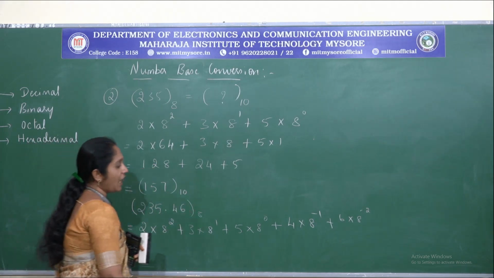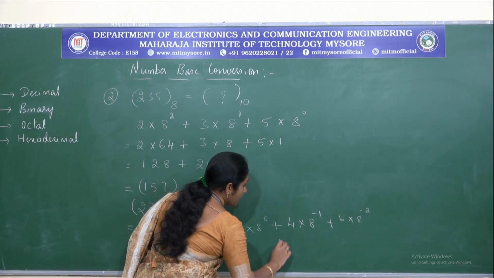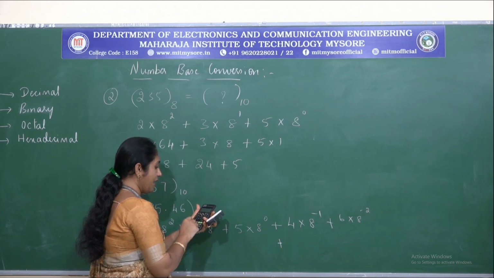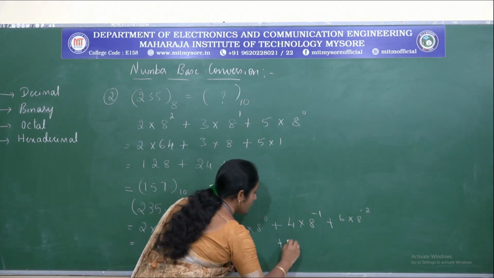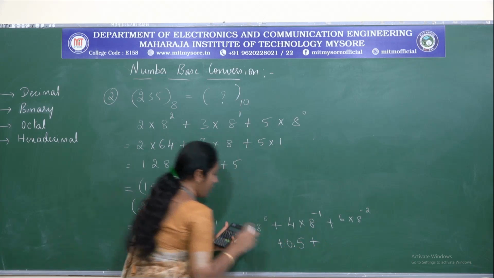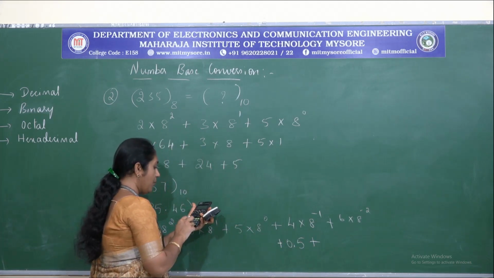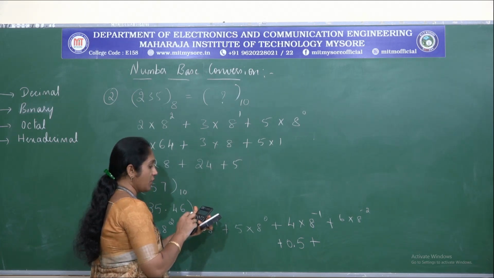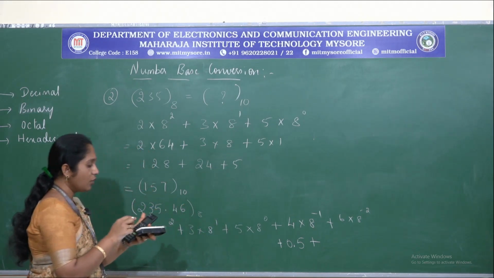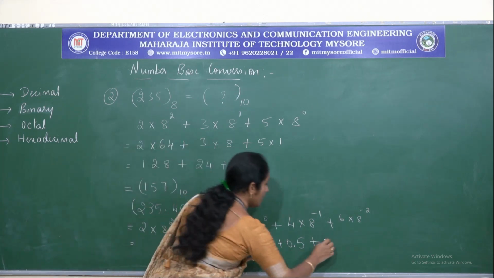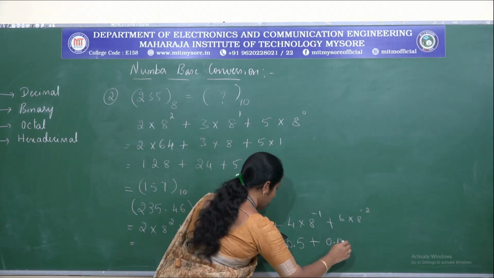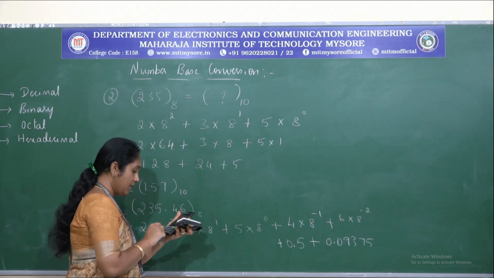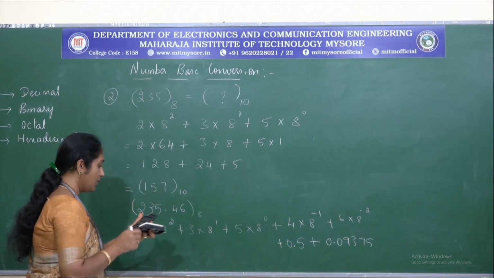Let us find out the fractional part, and let me write the sum. So 4 into 8 power minus 1, therefore 4 divided by 8. So it is 1 by 2, which is nothing but 0.5, plus 6 divided by 8 power 2. 8 square is 64, sorry. So 8 square is 64. So the answer is 0.09375. Yes, so plus 0.5. Therefore the fractional part.